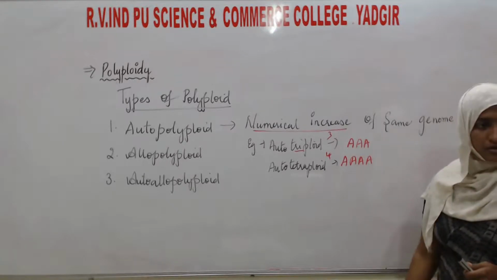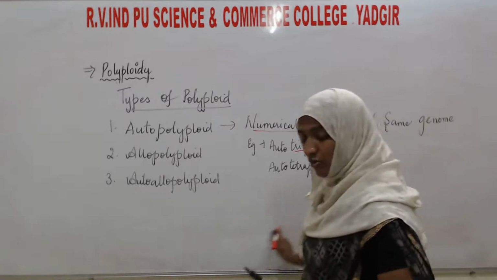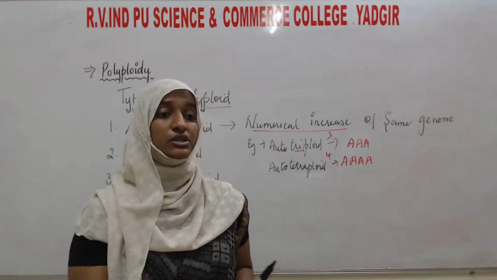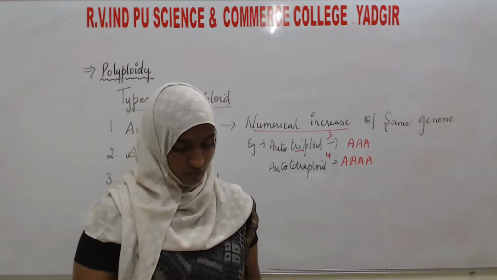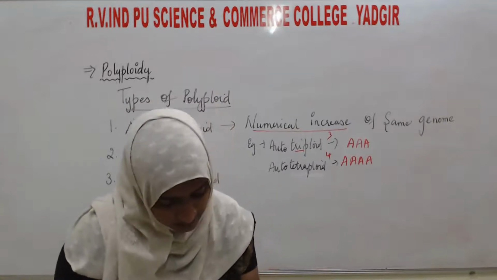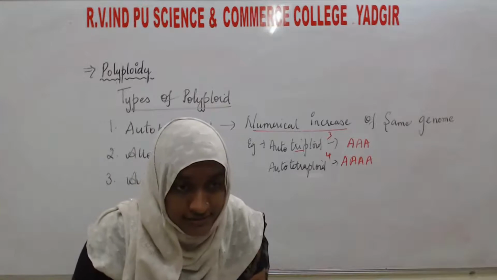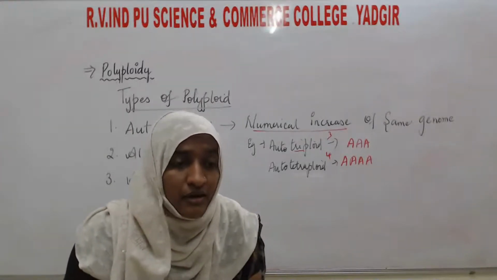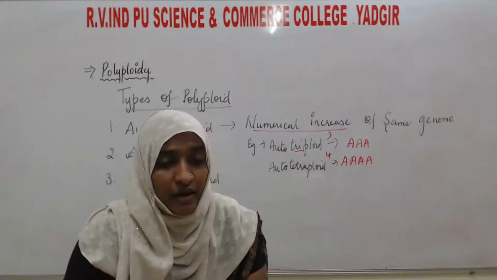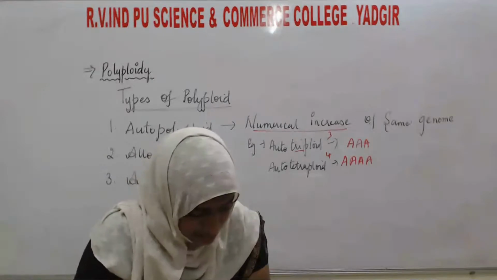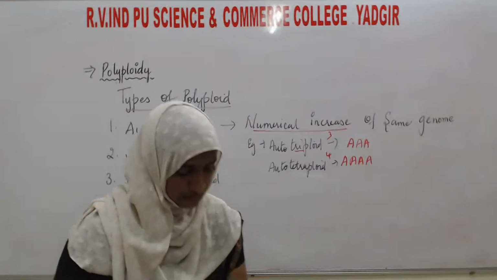Okay, this is an autopolyploid. Only the chromosome number is going to increase. That is known as the autopolyploid. So here what happens is it increases the plant organs. If more than two sets of chromosomes are present in the autopolyploid, it results in an increment in the plant organs.